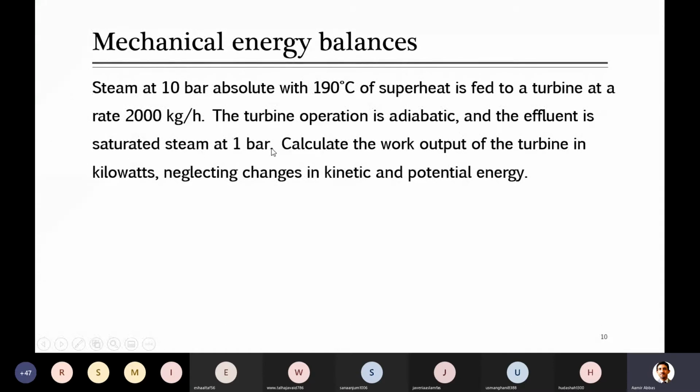It is saturated steam at 1 bar. What will be its saturated steam temperature? You can check from the table, but directly you know that at 1 atm it is 100, and if you remember, at 1 bar it was 99.6. Otherwise, you can definitely check from the table.